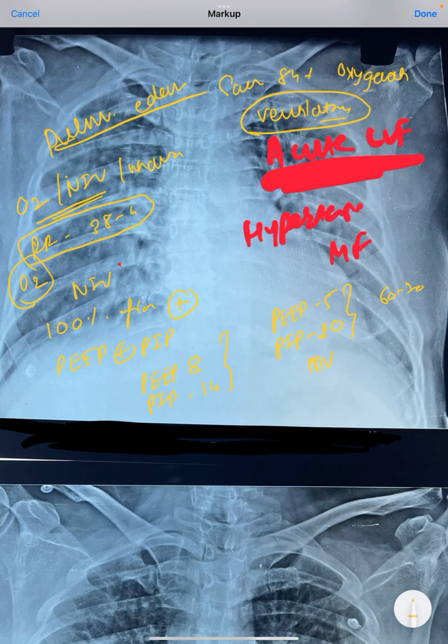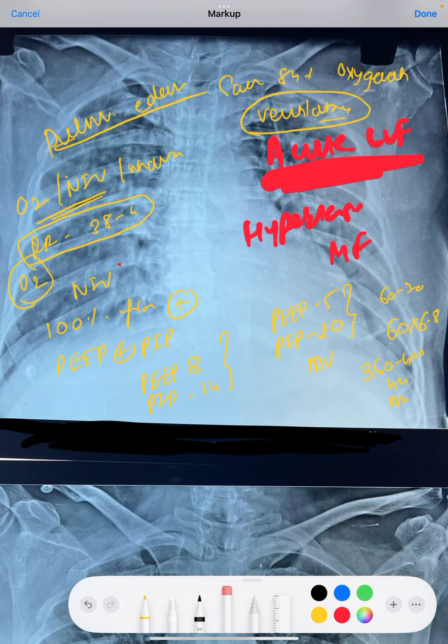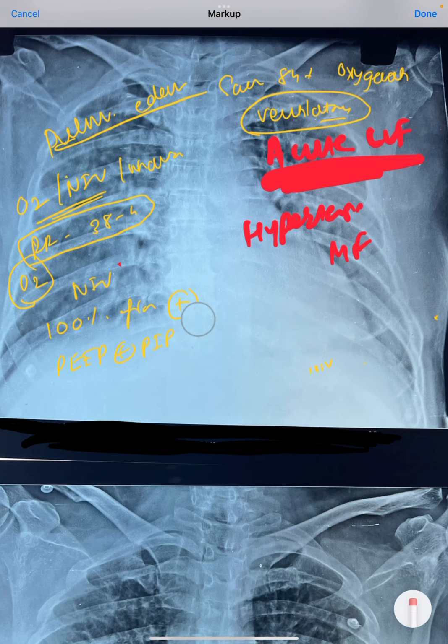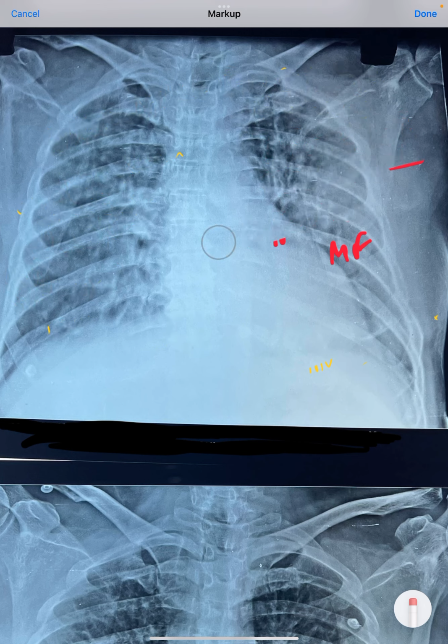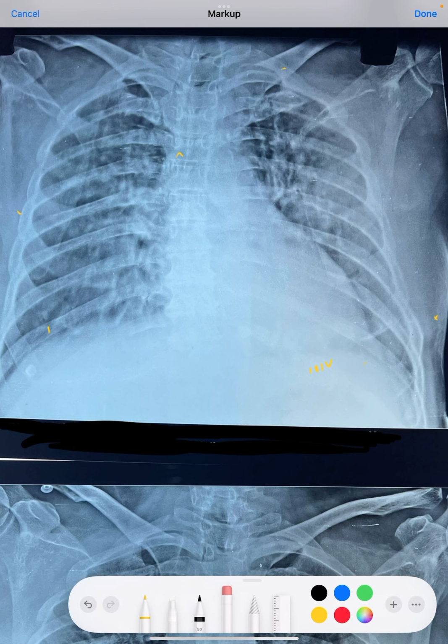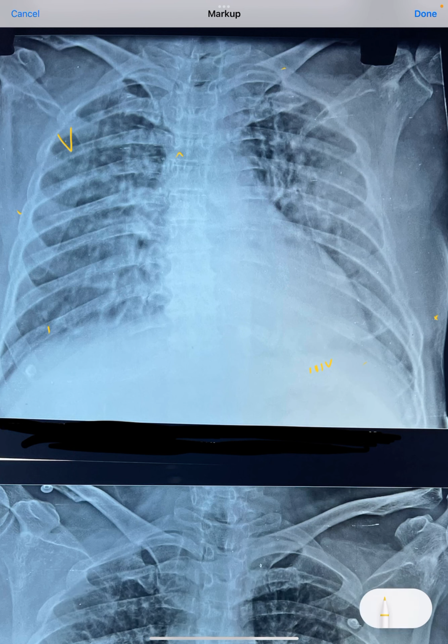Depending on the patient's weight, if the patient's weight is around 60, then 60 into 6 to 8, so around 360 to 400, 420 tidal volume can be put, so that his respiratory efforts can be directly reduced by the NIV. So the best treatment for this type of pulmonary edema is ventilatory support. That is the most important. The oxygen support is already given by the ventilatory support.